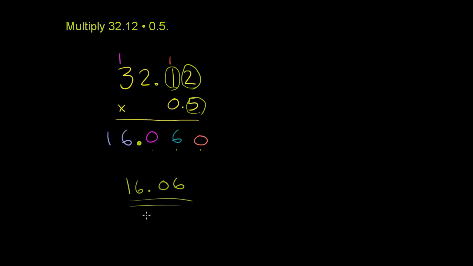So we could just write this as 16.06. Now, the last thing you want to do is just make sure that this makes sense. You have a number that's almost 32, and we're multiplying it by 0.5. Remember, 0.5 is the same thing as 5 over 10, which is the same thing as 1/2. So we're really multiplying 32.12 times 1/2. We're trying to figure out what 1/2 of 32.12 is. And, well, half of 32 is 16, and then half of 0.12 is 0.06. So this makes complete sense.